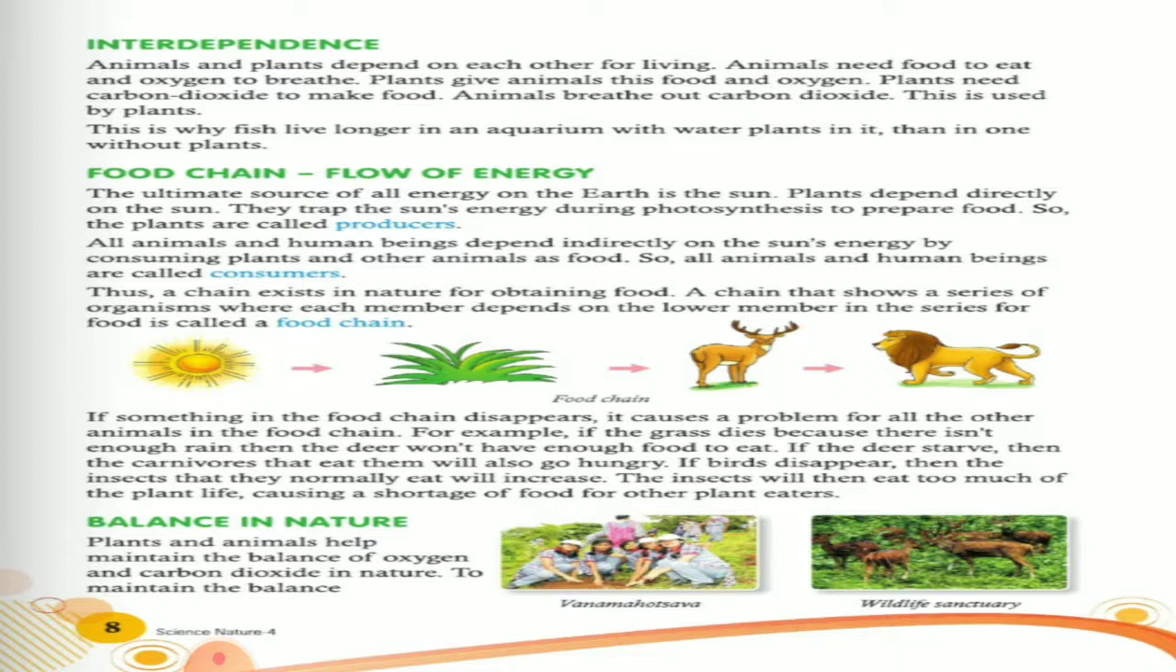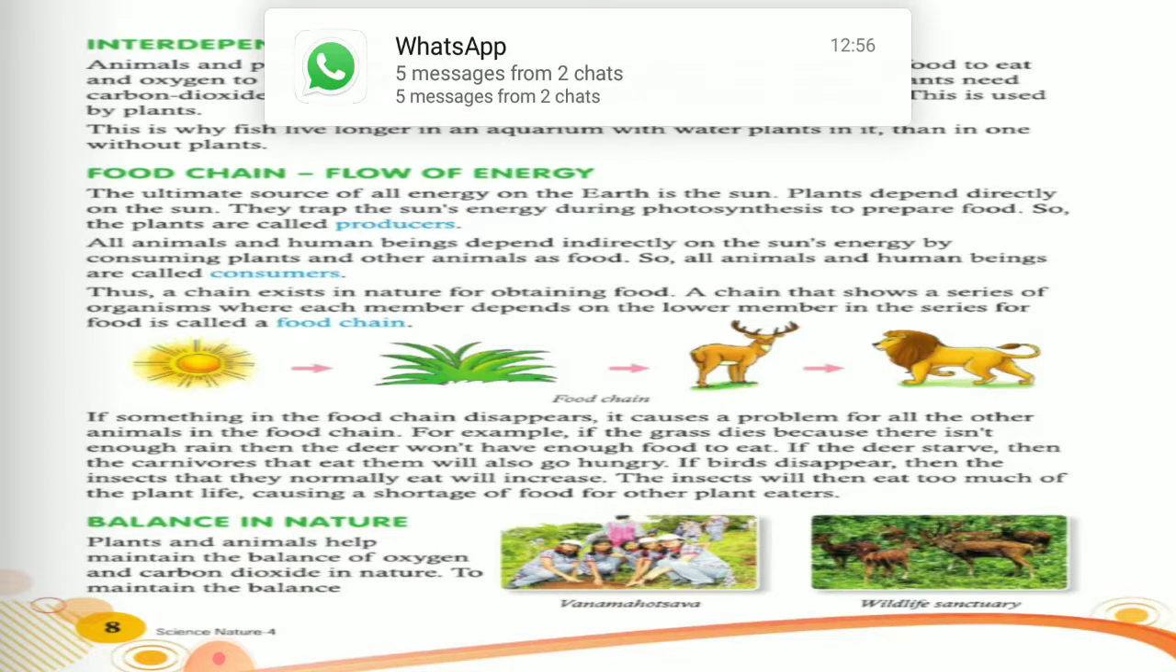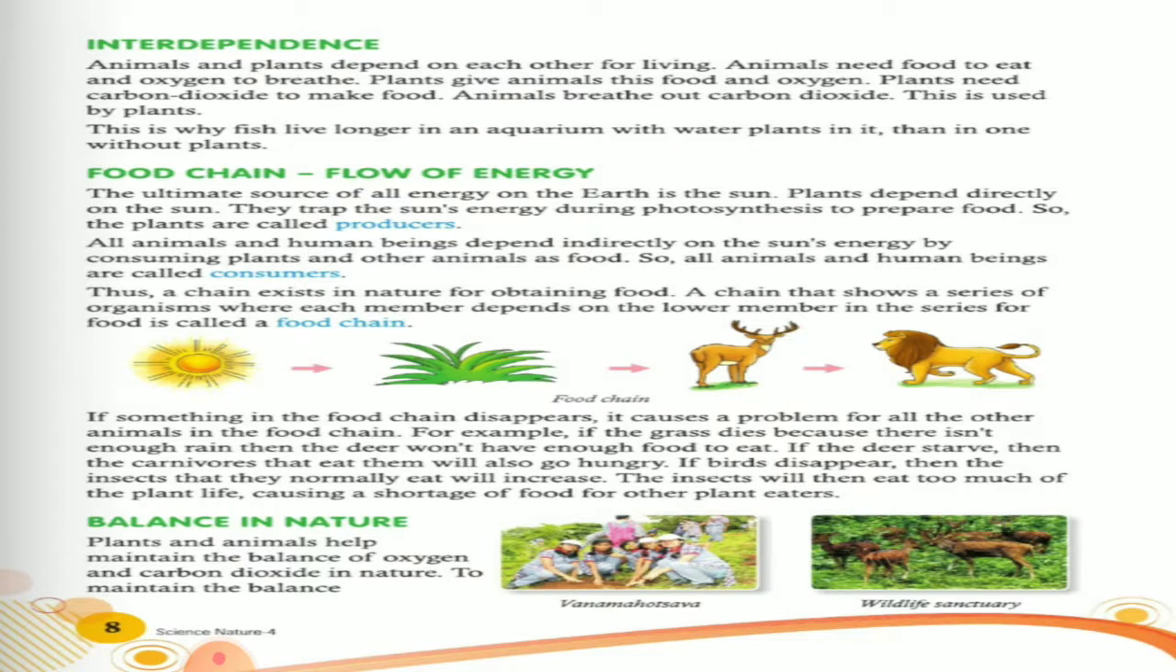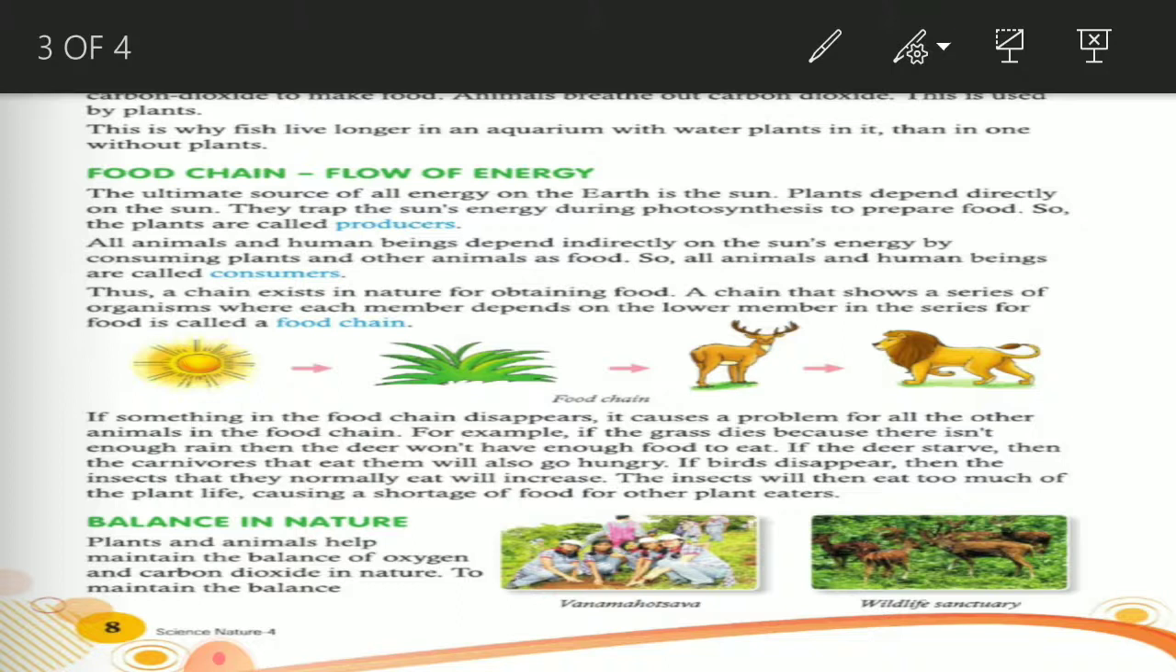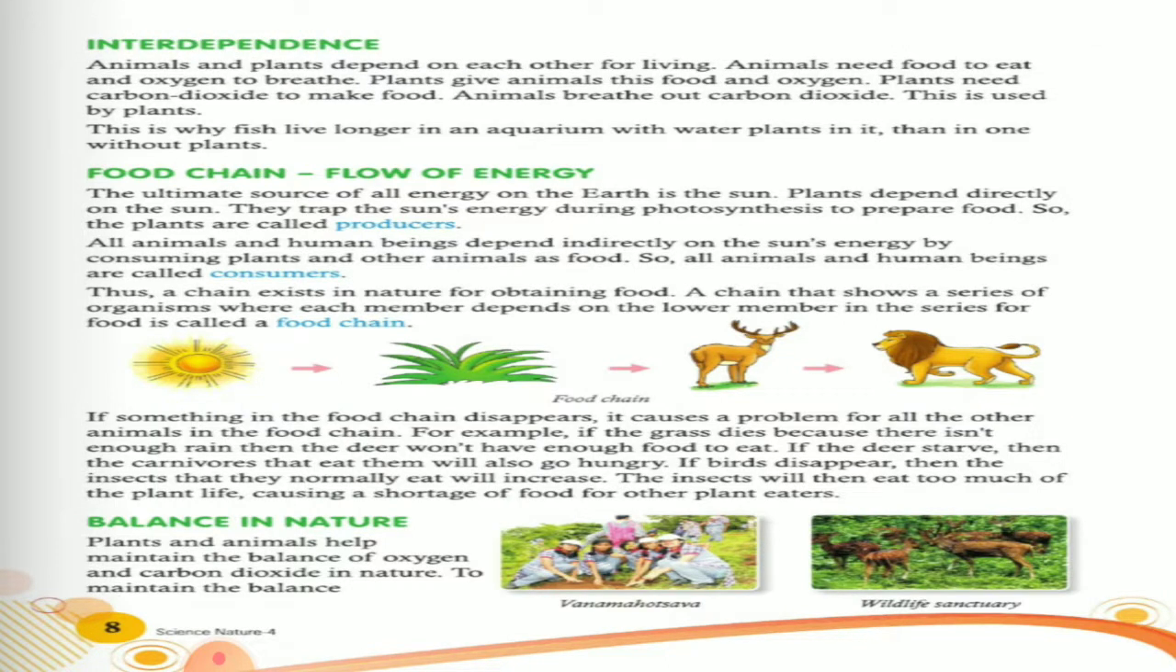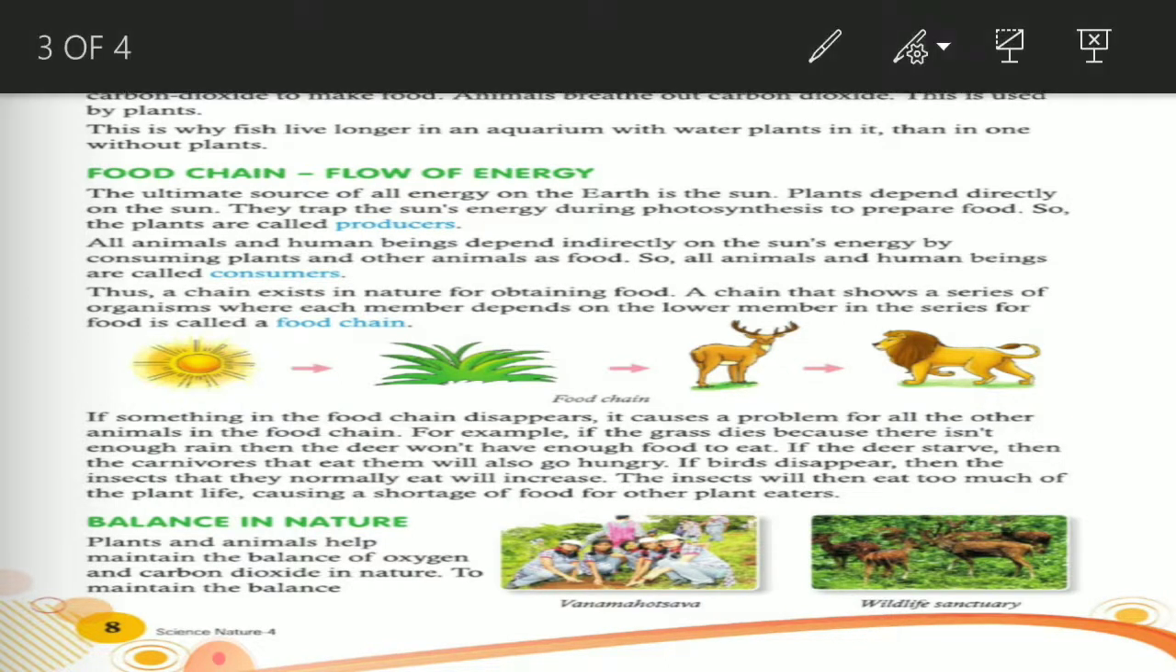A short example is given here. This is why fish live longer in an aquarium with water plants in it than in an aquarium without water plants. So the fish that live in an aquarium without a water plant live less than the fish in an aquarium where a water plant is present.